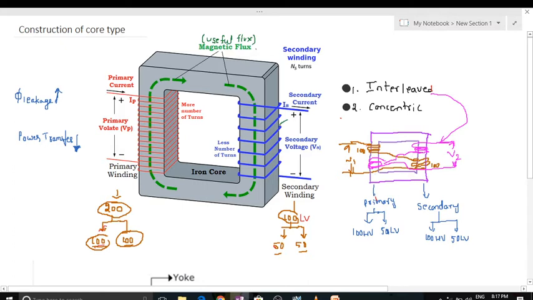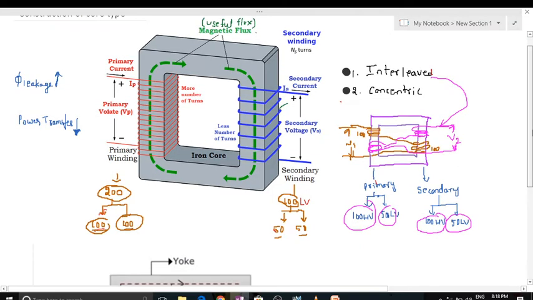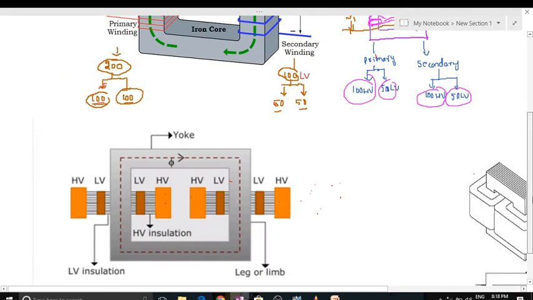So now the primary has both HV and LV, and similarly the secondary also has HV and LV. So this is interleaved winding. Next, what is the concentric winding procedure? Let us discuss that one.